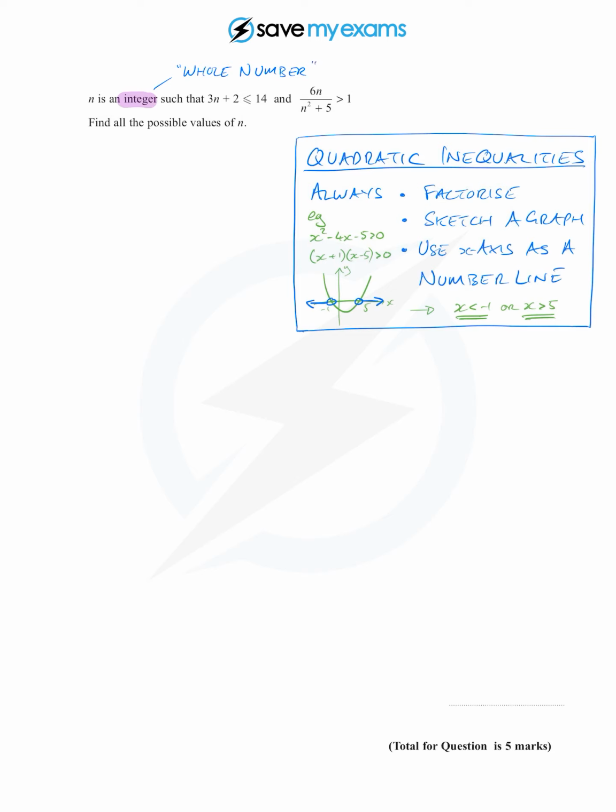So a whole number could be negative, and it is such that, in other words, it satisfies or it works in this inequality, 3n plus 2 is less than or equal to 14, and this inequality, 6n over n squared plus 5 is greater than 1. And find all the possible values of n. Well, there's nothing for it. We've got two inequalities, and we need to solve them.